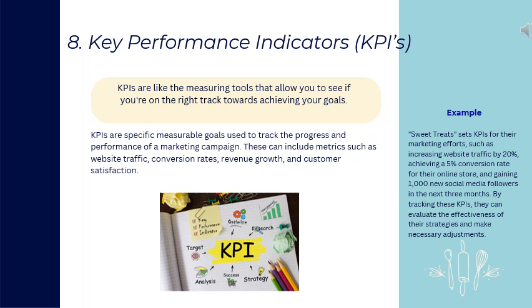As an example, Sweet Treats sets key performance indicators for their marketing efforts, such as increasing website traffic by 20%, achieving a 5% conversion rate for their online store, and gaining 1,000 new social media followers in the next 3 months. By tracking these KPIs, they can evaluate the effectiveness of their strategies and make necessary adjustments.